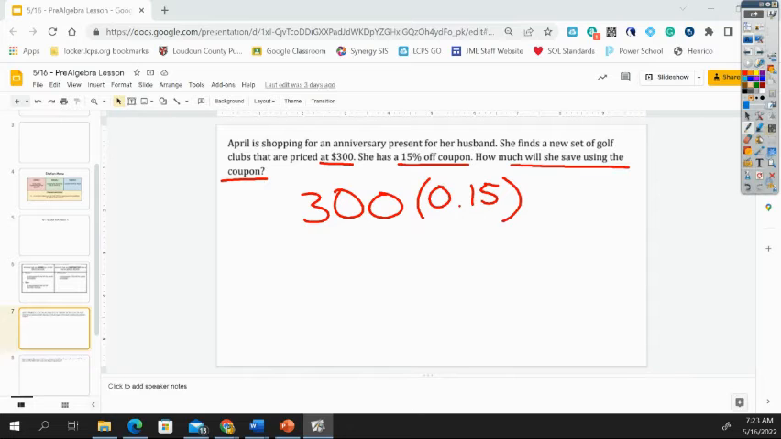And now I just multiply 300 times 0.15, and you would have gotten 45. There would be a $45 discount. That's how much money she saved. Now, if they wanted the total, I would have subtracted it from 300, but they just wanted to know what the discount was, so we were finished there. Let's do another problem like that.